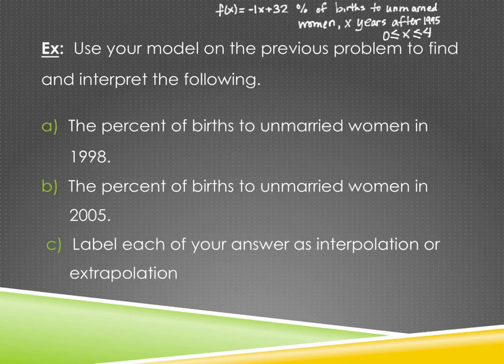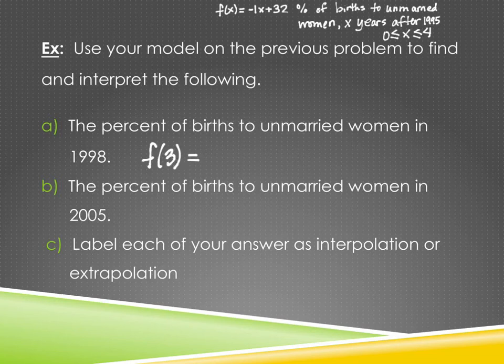Okay, so on part A, here it says use this previous model to predict what happens for the percent of births to unmarried women in 1998. So if I'm considering the year 1998, what is my input value that I'm going to use? 3. So I'm going to write f of 3 equals.